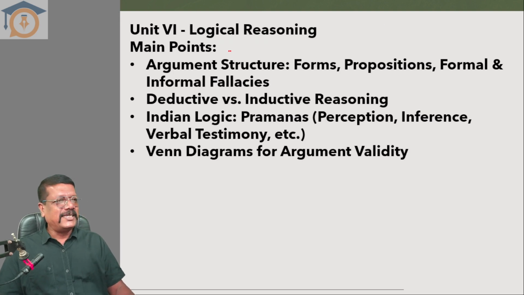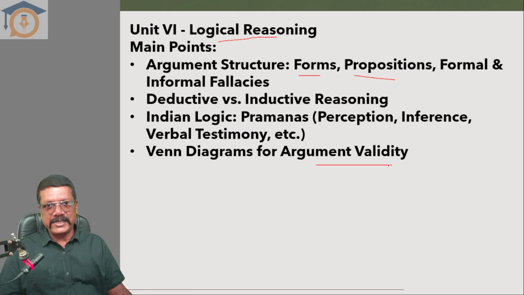Now, Unit 6 is all about logical reasoning. So here we have argument structure. So those would be the forms, propositions, formal and informal fallacies. Then we have the deductive and inductive reasoning also out here. Then there is Indian logic, specifically the pramanas. We need to look at perception, inference, verbal testimony, etc. I mean, everything that's part of the pramanas. Then we have Venn diagrams for argument validity. Okay, that's what Venn diagrams are basically used for.